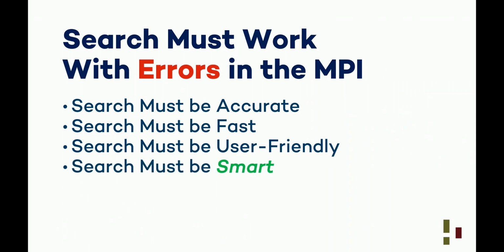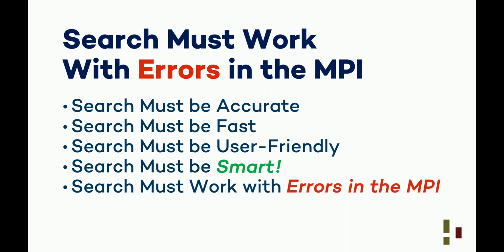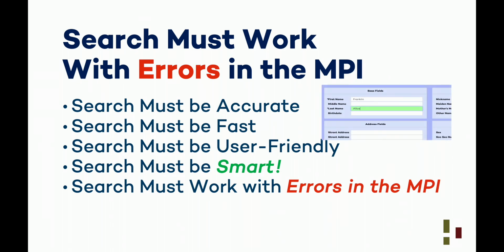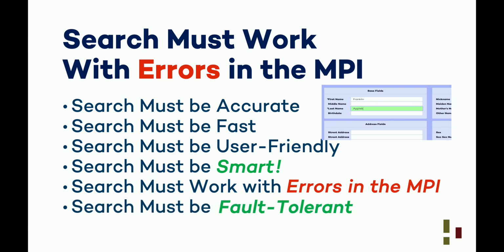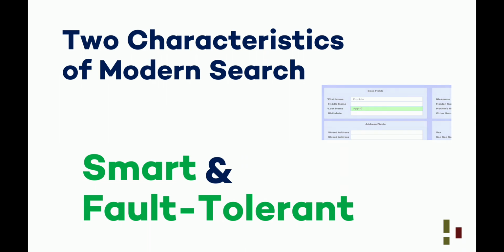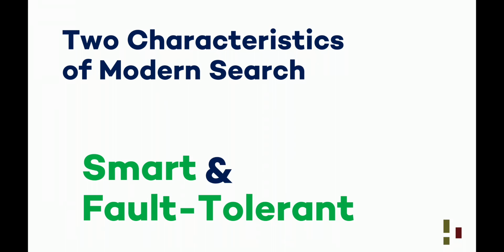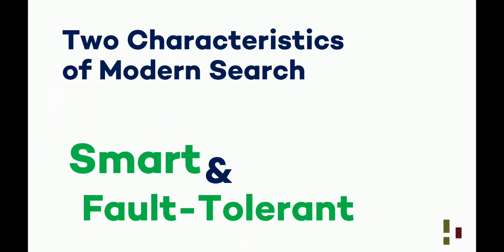The searches should also be smart. And just like Google, it knows the context of what we're looking for and gives us pinpoint information. So should EHR search. And I'm going to add a new requirement that search must work with errors in the MPI and errors in typing in the search. That means the search should be fault tolerant. Still work even with errors, because that is our situation in healthcare today. And that defines the two characteristics of what I'm calling modern search: smart and fault tolerant.